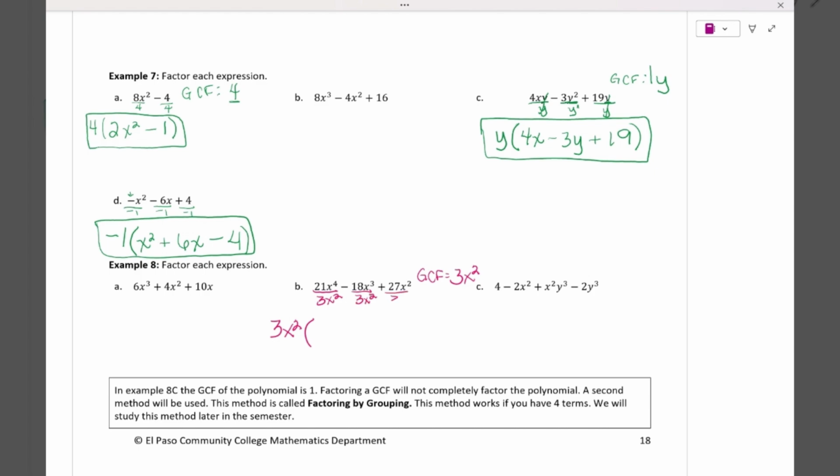Divide by 3x squared. Okay, so 21 divided by 3 is 7. X to the fourth divided by x squared. So that shortcut is, again, we can subtract the powers. So 4 minus 2 is 2, so x squared.